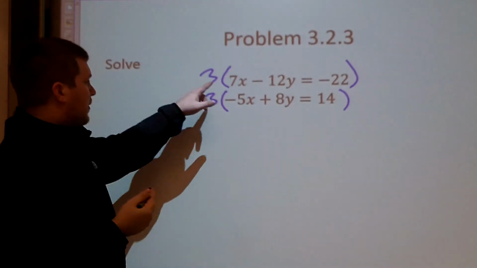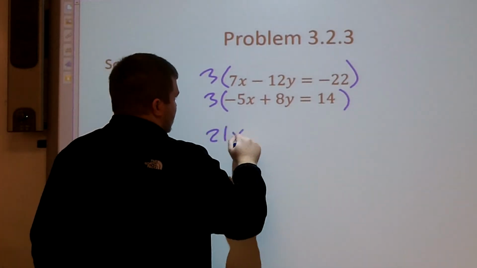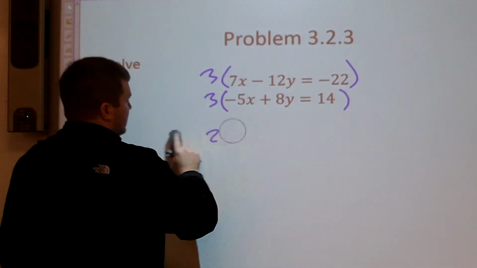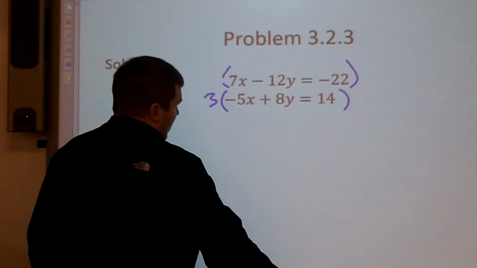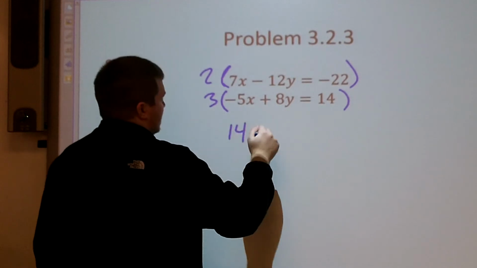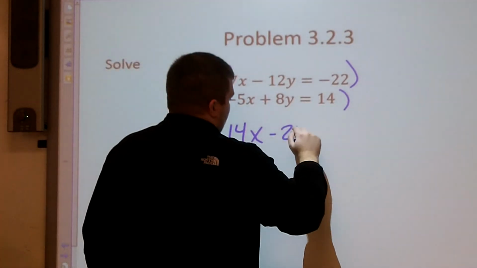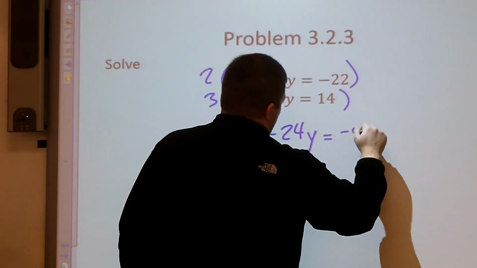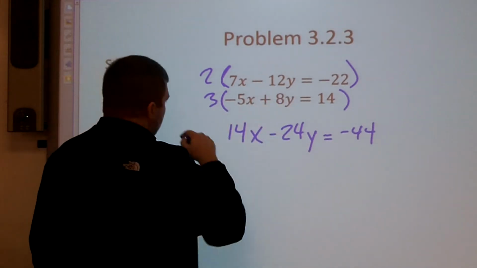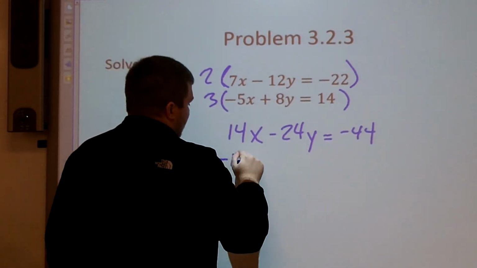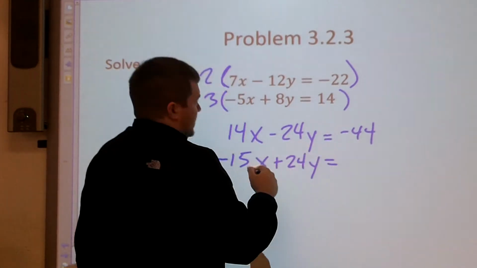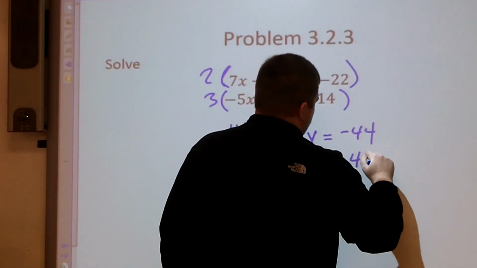So let's just rewrite it. Top equation: I want to make a 24, so I'm going to multiply both sides by 2, excuse me. So that's 14x minus 24y is equal to -44. For the bottom equation, multiply everything by +3. So I have -15x plus 24y, and then 3 times 14, so that's 42.